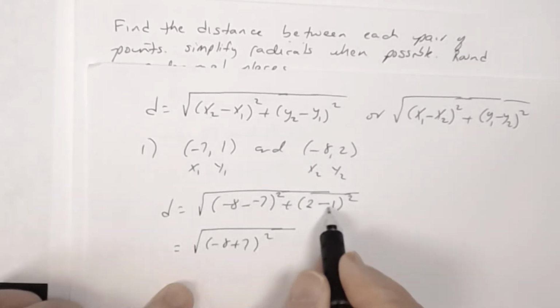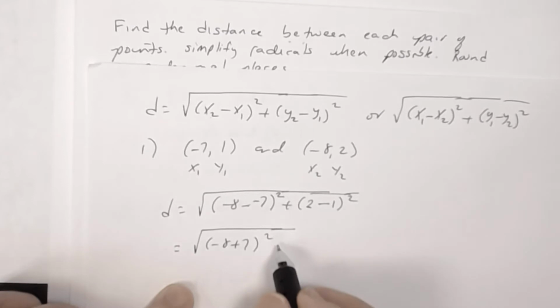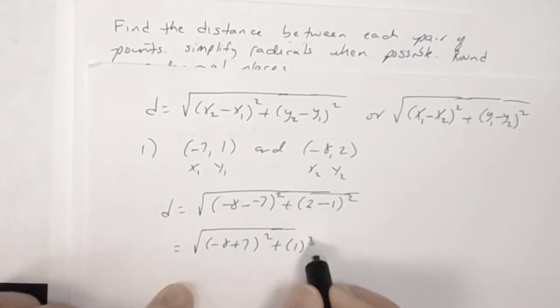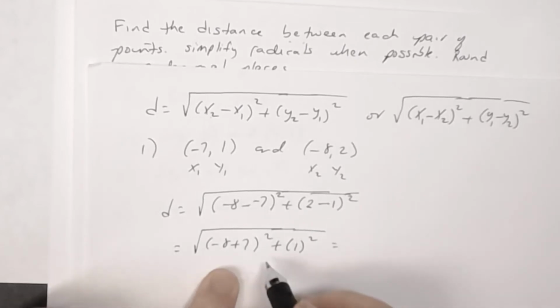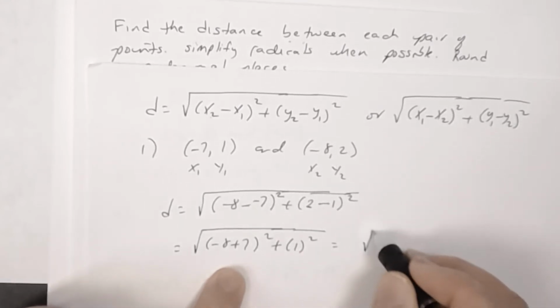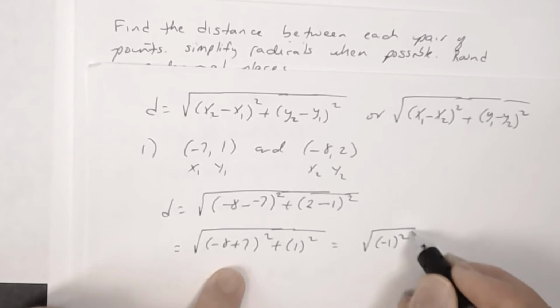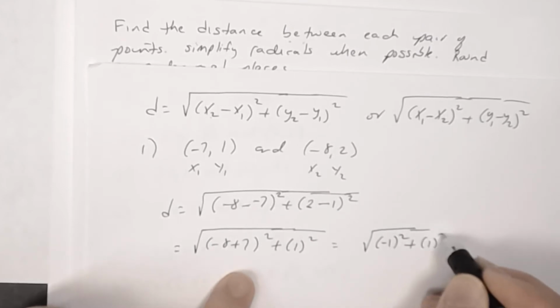Okay. And do y'all agree that 2 subtract 1 means 1? I'm going to square that. And let's go ahead a little bit further. What's negative 8 plus 7? Well, that's a negative 1, right? So that's negative 1 squared plus 1 squared.